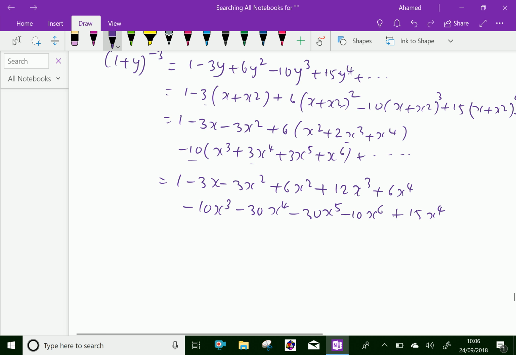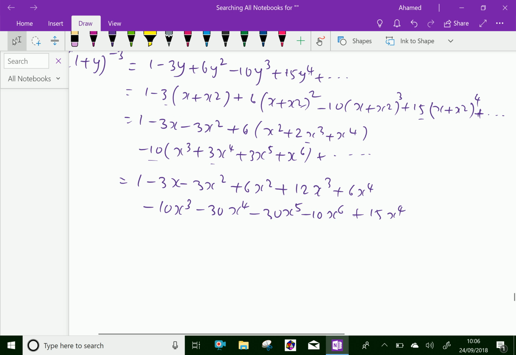Because here, 15 into (x plus x square) whole power 4, the first term becomes x power 4. So also you write here the first expansion, 15 into x power 4, is x power 4 plus continuation.